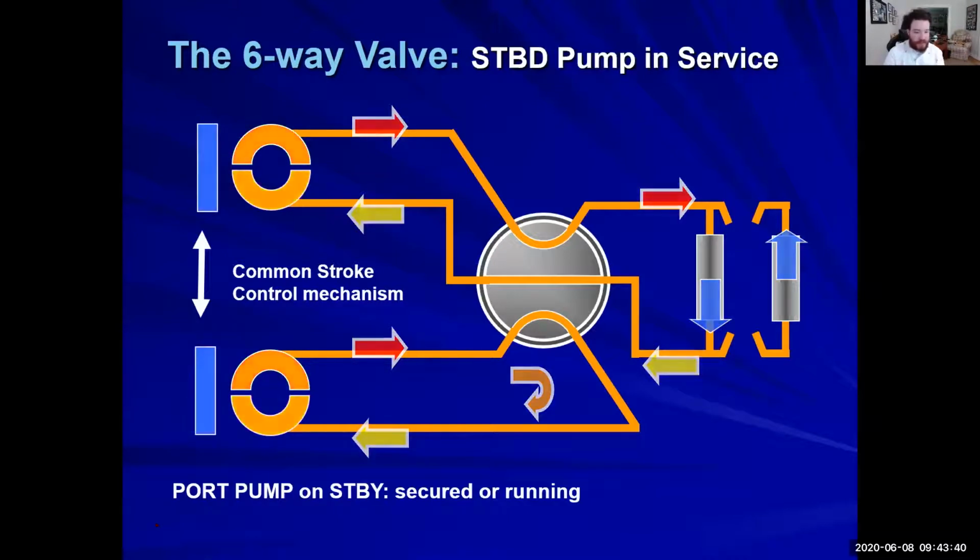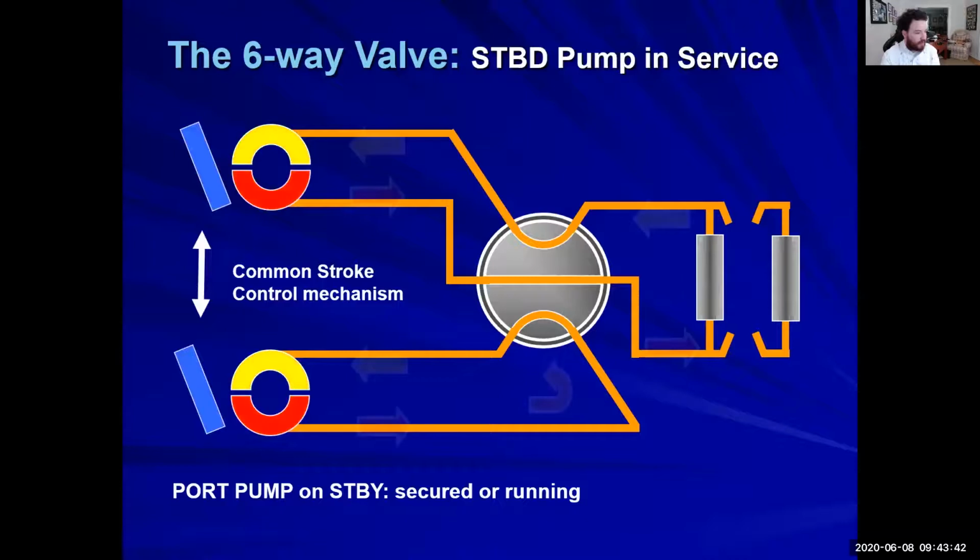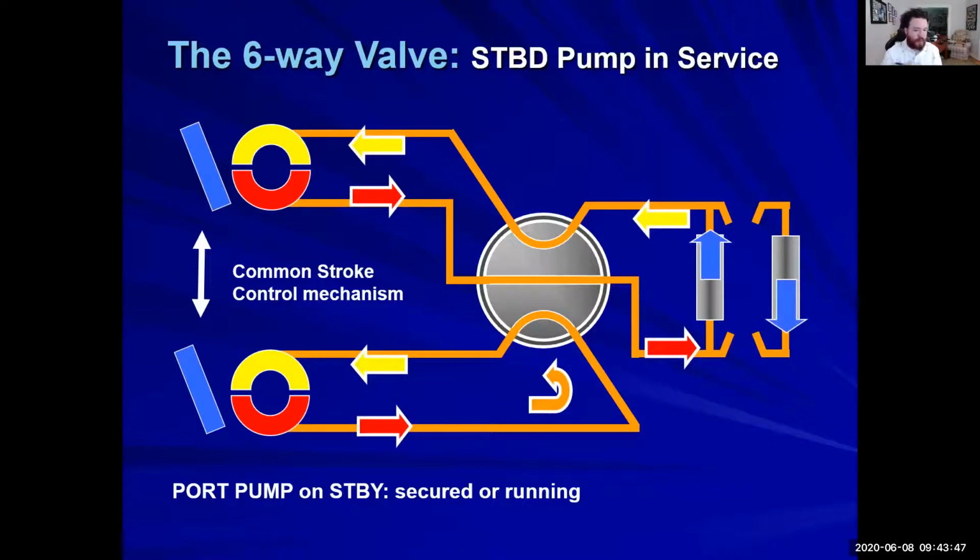Now, if we go in the opposite direction with our tilt boxes, the opposite happens. All right? We're going to have a reverse fluid flow. Our port pump is still just going to be recirculating. It's just going to be recirculating in the opposite direction. And our starboard pump is still going to be influencing which direction our rams are going to be going and which direction our rudder is going to be facing.